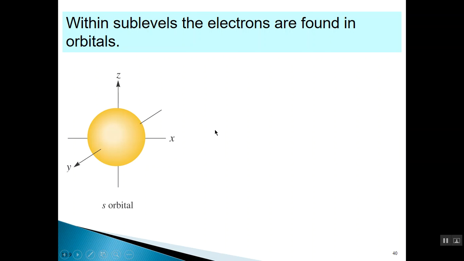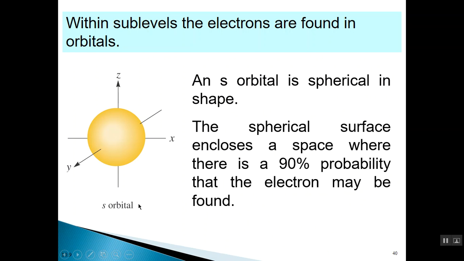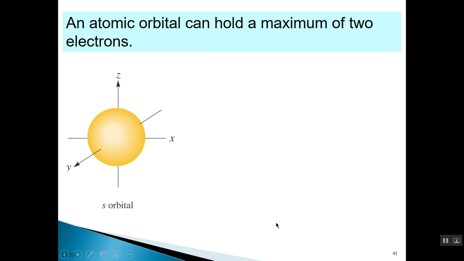Now, remember what we said. Orbitals are basically regions in space where the probability of finding an electron is very high. The s orbitals, like the 1s orbital and the 2s orbital, all have a spherical shape. So this is what the shape of the s orbital looks like. And as we said before, that orbital is a spherical surface which encloses a space where there's a 90% probability of finding the electron within that space. So that's the s orbital.